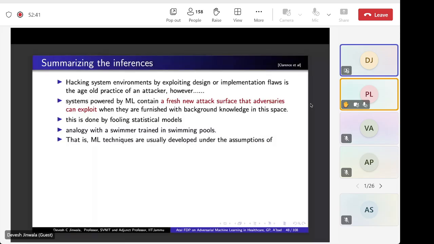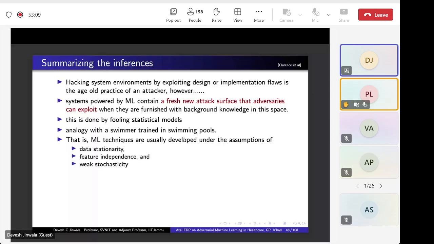The analogy which the author gives in the book is that of a swimmer who is trained in a swimming pool. Think of a machine learning model which is developed without the adversary in mind, and that swimmer is now asked to swim in the sea. He will not be able to swim. Exactly the same thing happens. The model, which is an innocuous model developed using stochastic noise theory, has now been asked to be used in the presence of adversarial data, and it would not be able to withstand that.